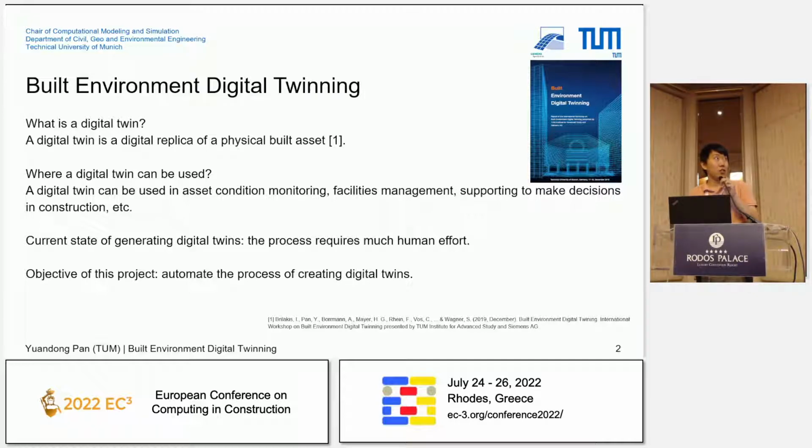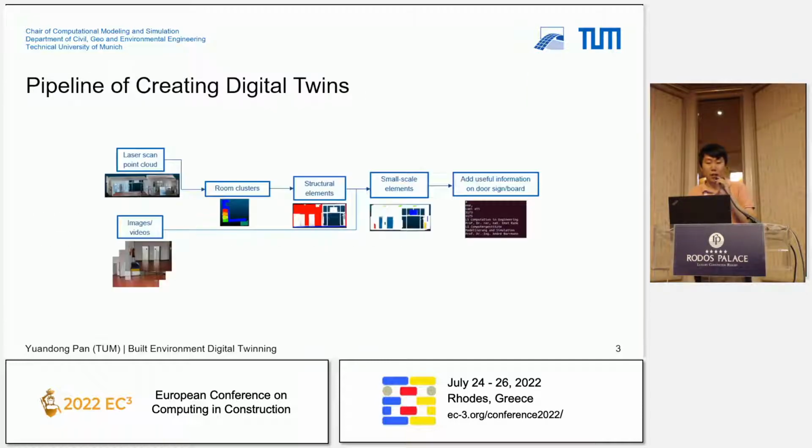And then the question is where we can use the digital twin. In theory, it can be used in many aspects like asset condition monitoring, facility management, and maintenance, and so on. But probably you have already heard from the presentations in the last days that the current state of generating digital twins requires much human effort. Therefore, the objective of this project is to try to automate the process of creating digital twins.